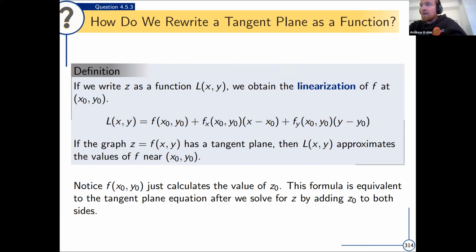Later in the video, we'll talk about how to actually understand the error in such an approximation. This is something that was probably not done explicitly in your single variable calculus class for the tangent line approximation, but it's something you can do in practice using derivatives, and we'll see how to do this with tangent planes in a moment.